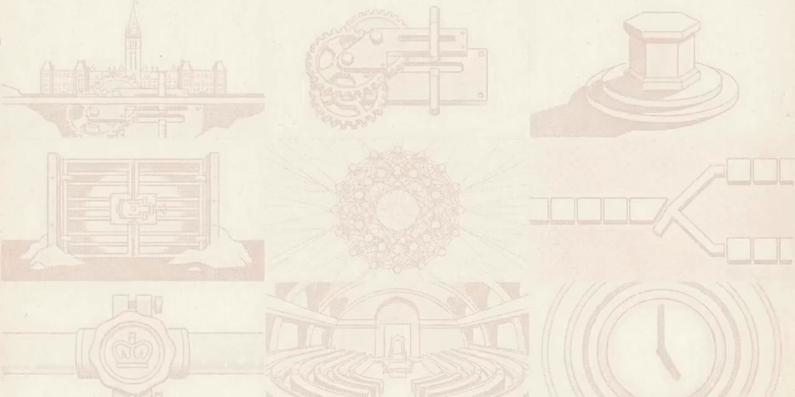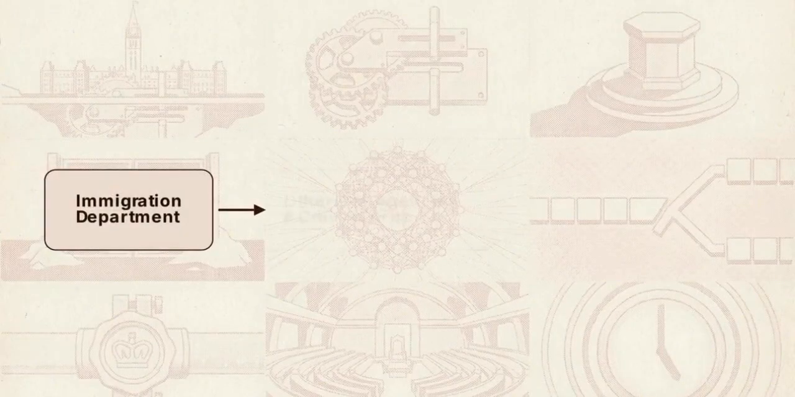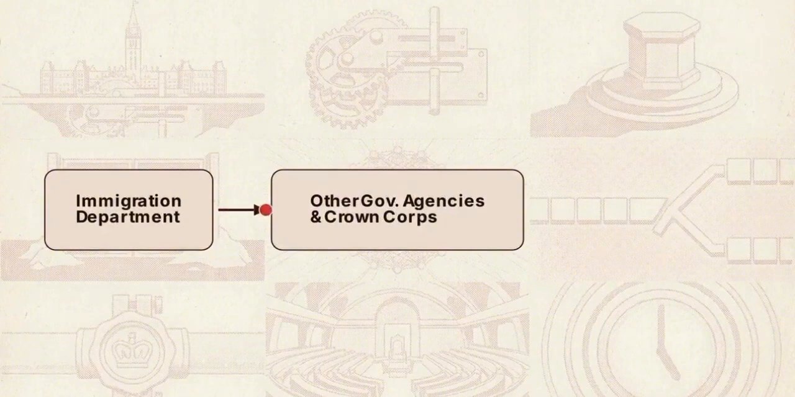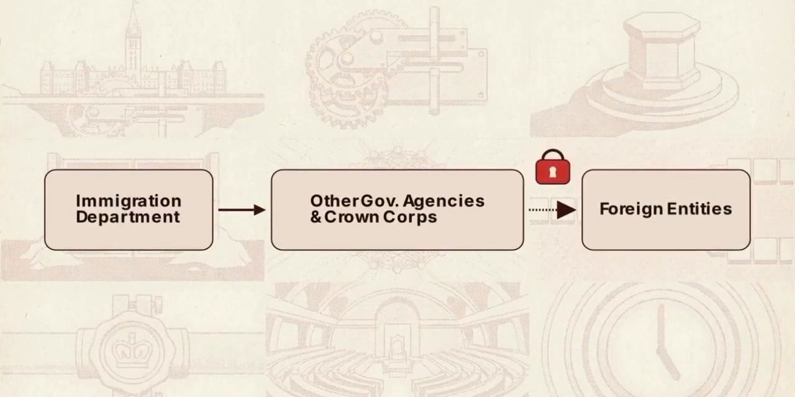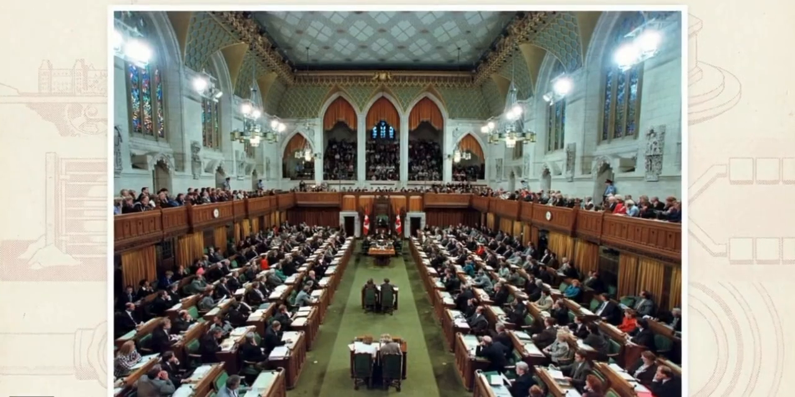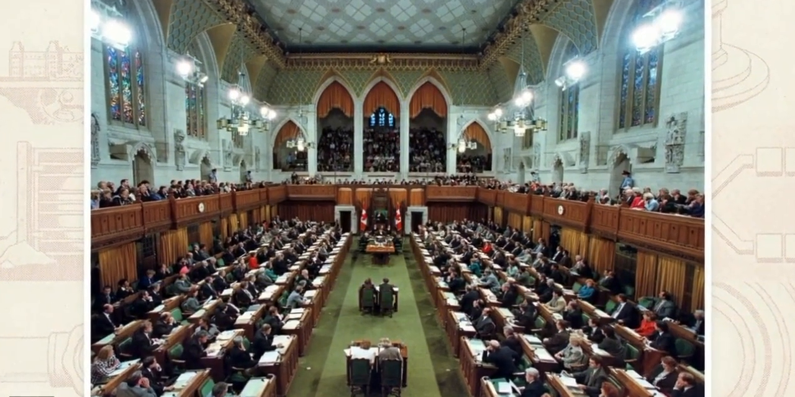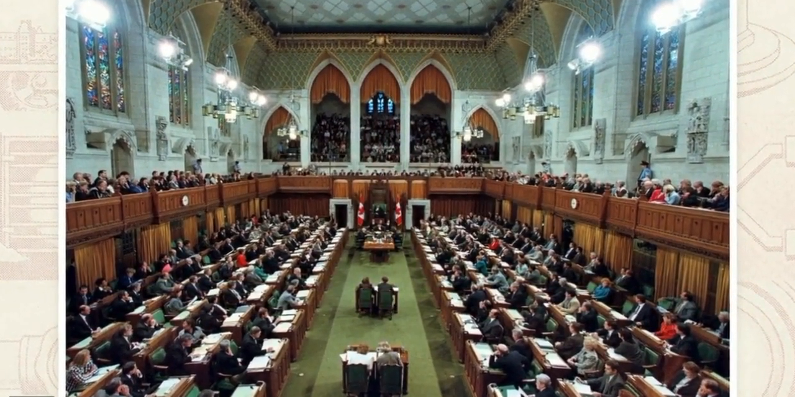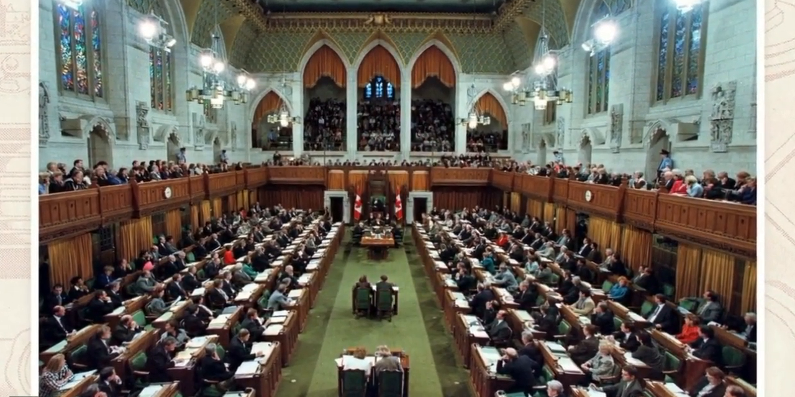Part 5 of the bill dictates the third vector, expanding how the state handles individuals' personal information. This maps the authorized data flow. The Immigration Department can share personal information with other government agencies, including crown corporations. Those agencies can then disclose this data to foreign entities. The only condition for this international transfer is explicit permission from the Immigration Minister. The scope of these provisions sparked a specific legislative dispute over exactly whose data is swept into this pipeline.